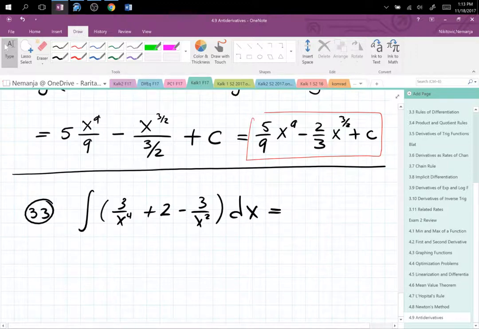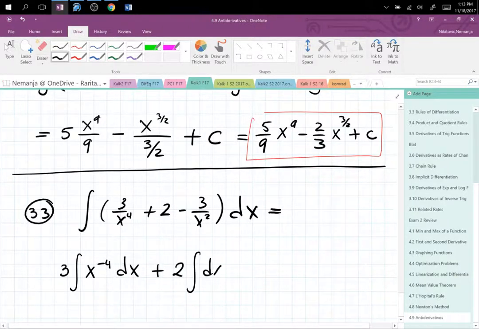The way I'm going to rewrite this is 3 is the constant, gets kicked out in front of the integral, and I have x to the minus 4 dx. Plus 2 gets kicked out, and we just have dx, so that's that situation where we just get x, right? And then minus 3, integral of x to the minus 2 dx.